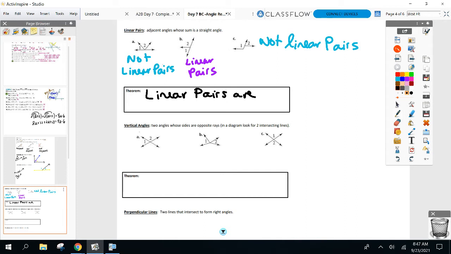Okay, they form a line. I'm looking for more vocab. What about the line? It's 180. Keep going. Two angles that add to 180. Linear pairs are supplementary. There you go. There's your first fact. If I have two linear pairs, they are supplementary. There's your first theorem.